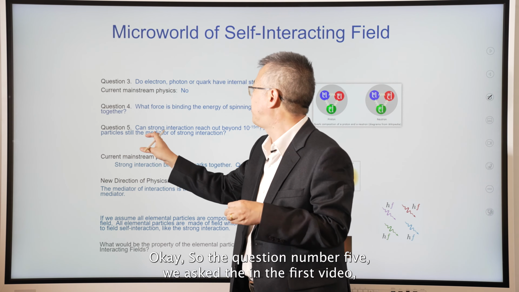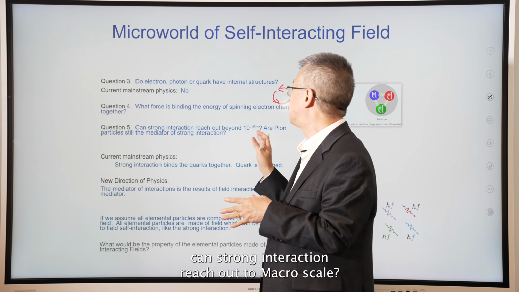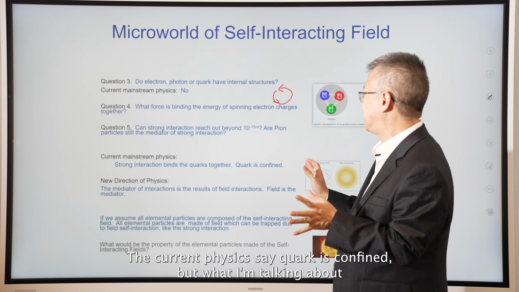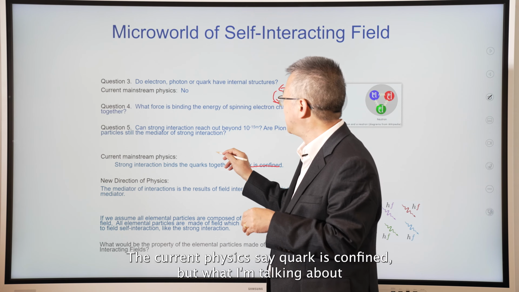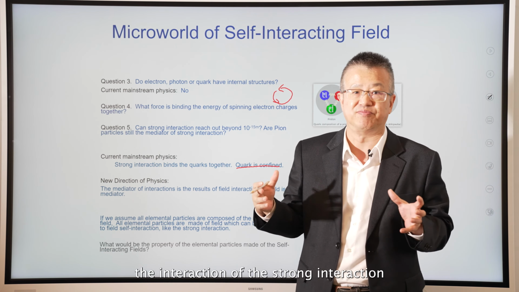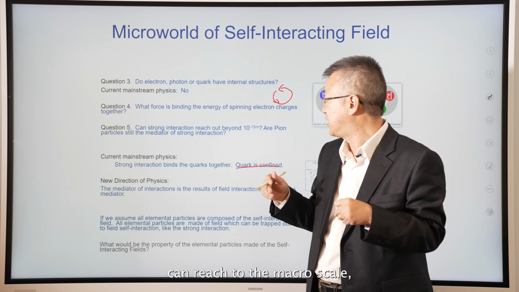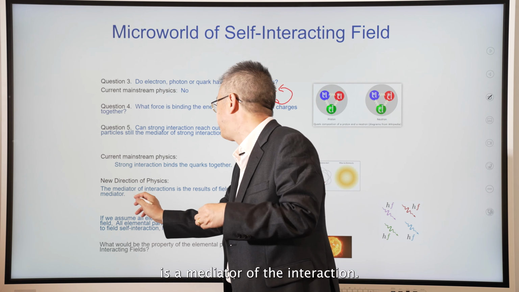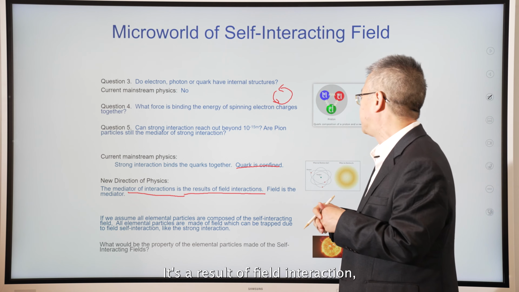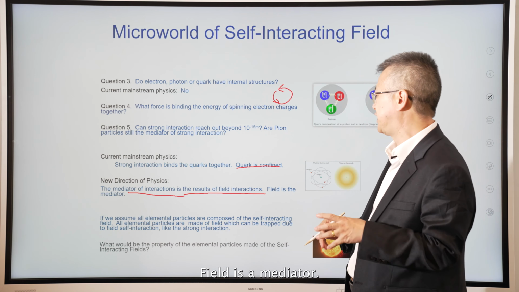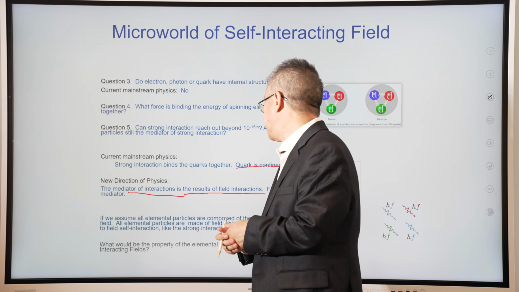So the question number 5 we asked in the first video: can the strong interaction reach out to macro scale? The current physics says quarks are confined. But what I'm talking about is that the strong interaction can reach to the macro scale. What we have is a mediator of the interaction. It's a result of field interaction. The field is the mediator. We don't need mediating particles.